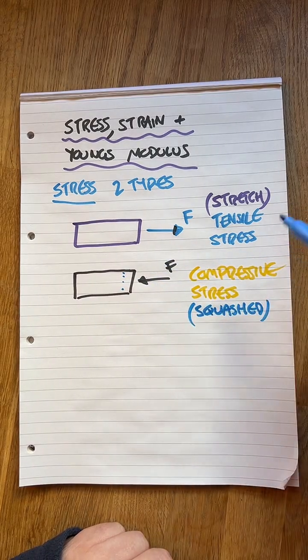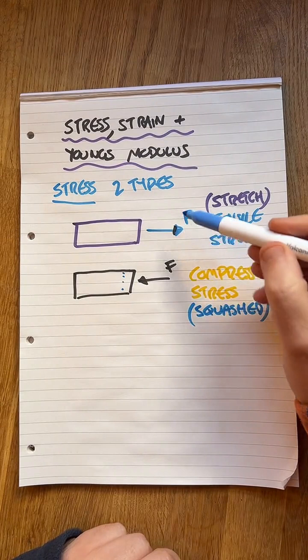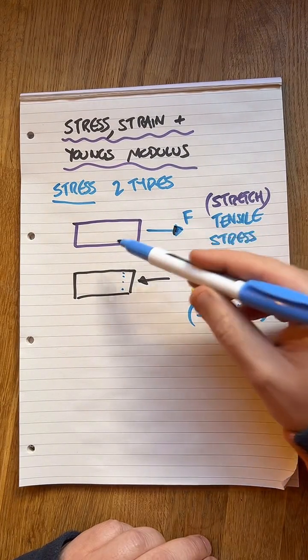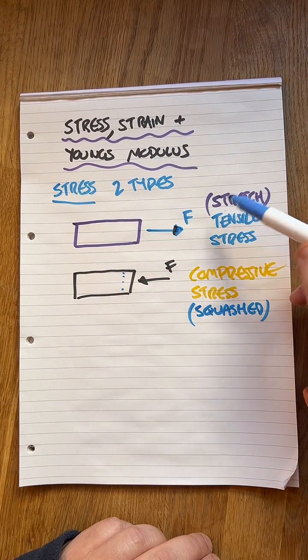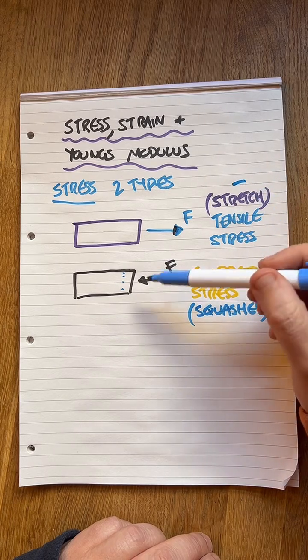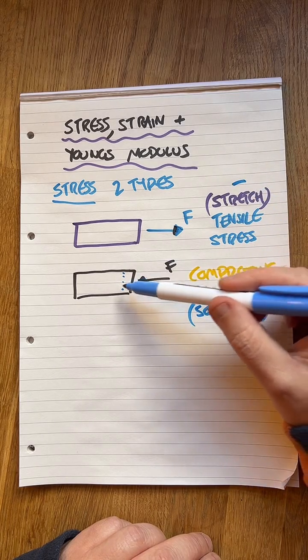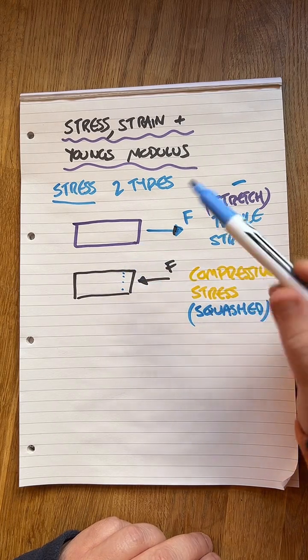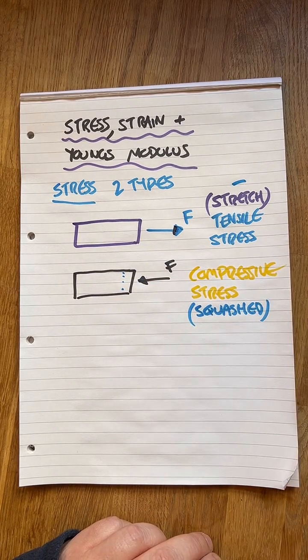We're only going to deal with one direction. Obviously, when you pull something like that, it's going to get longer and thinner. But we're going to just go with the longer bit. When you squash something, purely squashing it, you're going to get it shorter and fatter. But we won't go that far today.